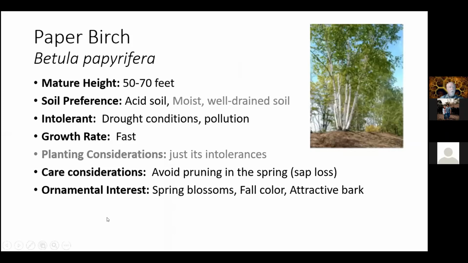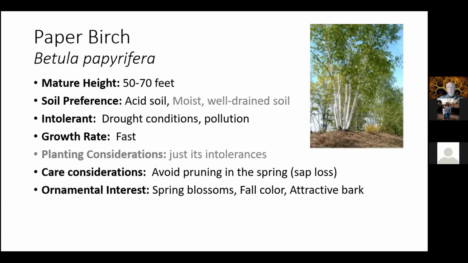So here's more information on the paper birch. Medium to big tree, likes acidic soil, doesn't like drought conditions. So if we're having drought conditions and you've got a pretty young one, especially, you're going to need to water it. If you've got a mature one, it's going to stress it a lot if we're going through drought. Doesn't like pollution either. It's a fast growing tree. Avoid pruning birch in the spring when the sap is really flowing because they're bleeders.